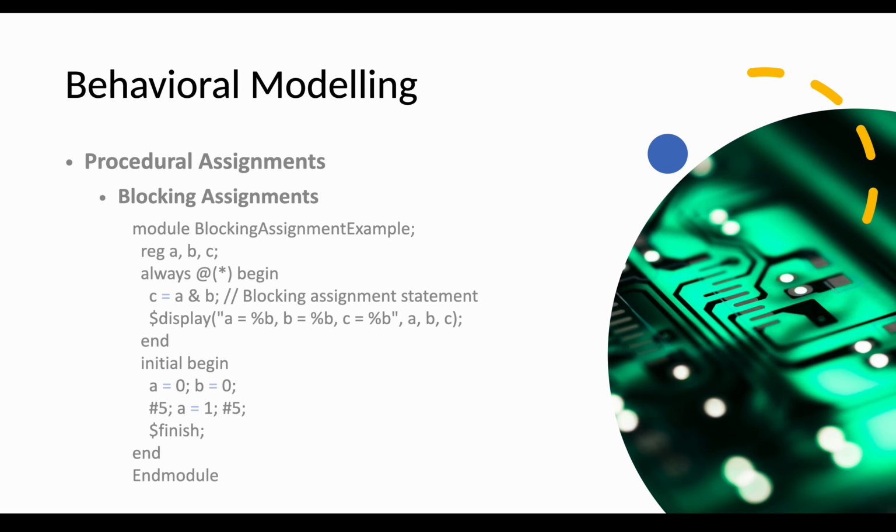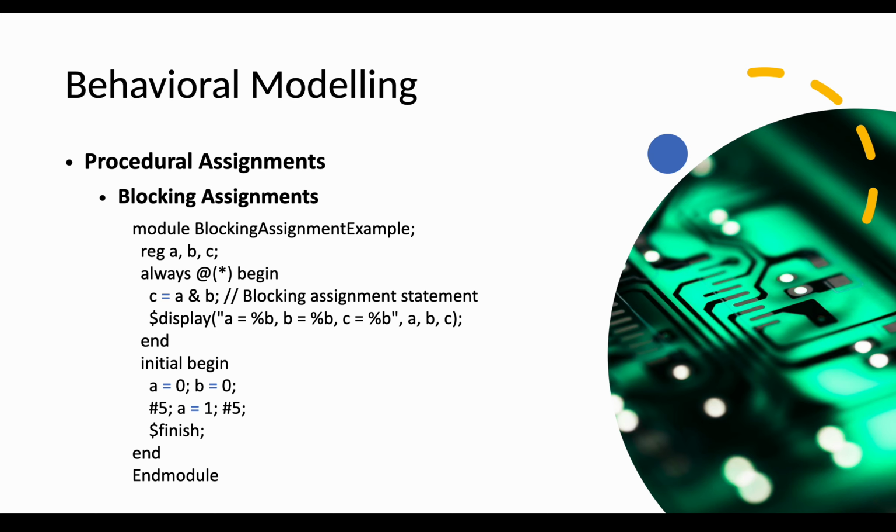Here is an example of a blocking assignment. I have declared A, B, C as registers. Then always @(*) begin, C is equal to A and B. That is a blocking assignment statement. I am calling the display function to display A, B and C.